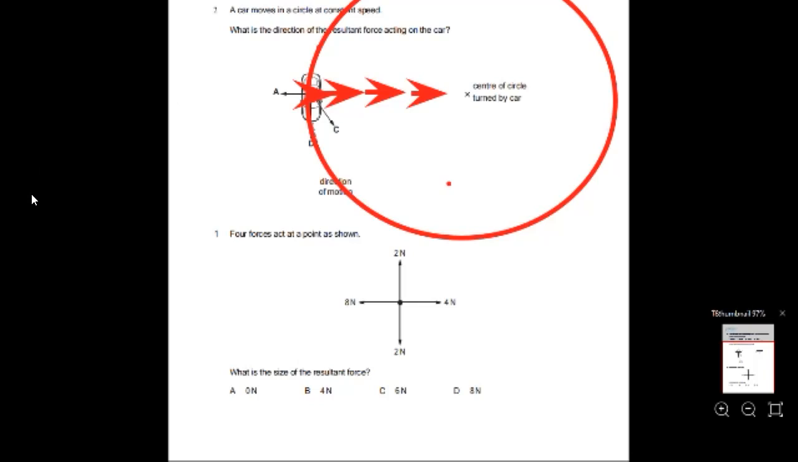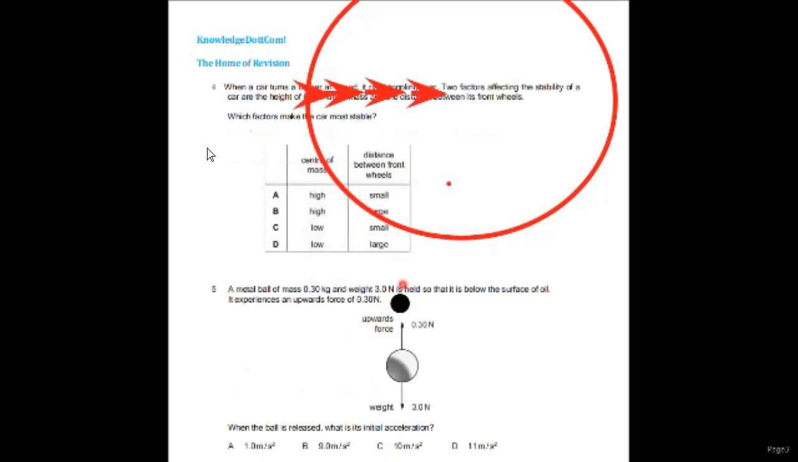The question number is misprinted. 4 forces act at a point. Suppose you have a point, this is the point, and we have 4 forces acting on it. This force is upward, this force is downward. You can say the weight is 2 newtons and the normal force is 2 newtons.